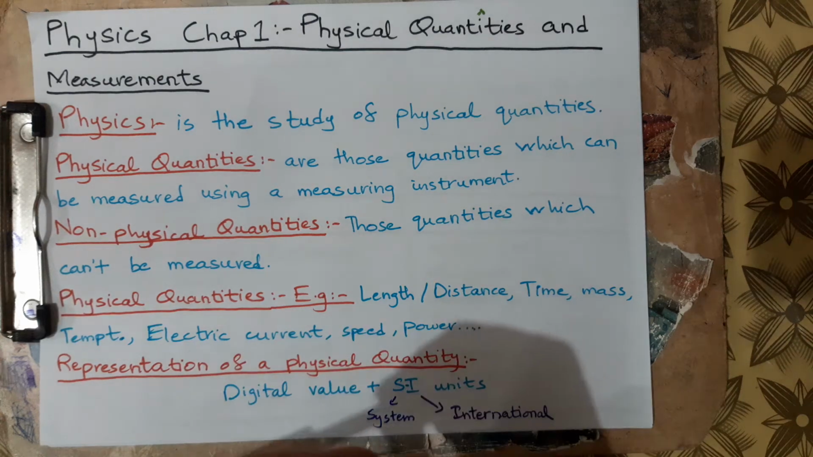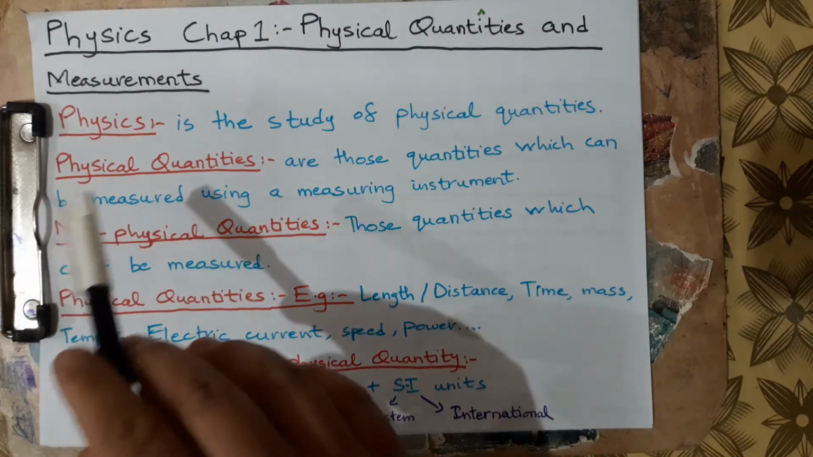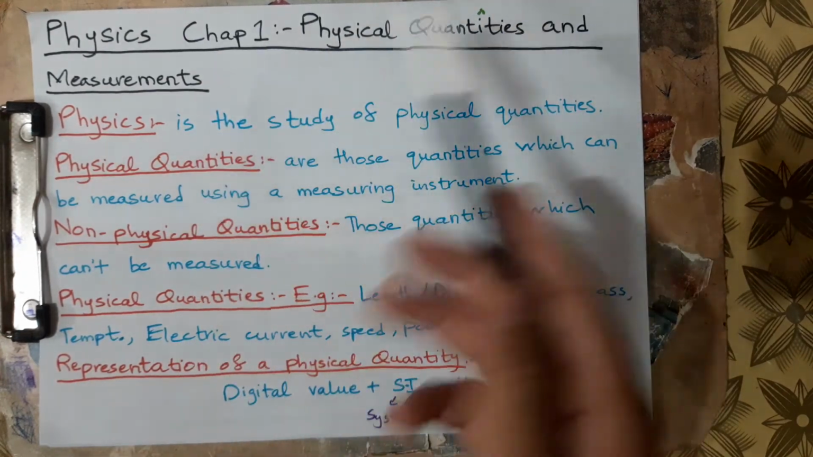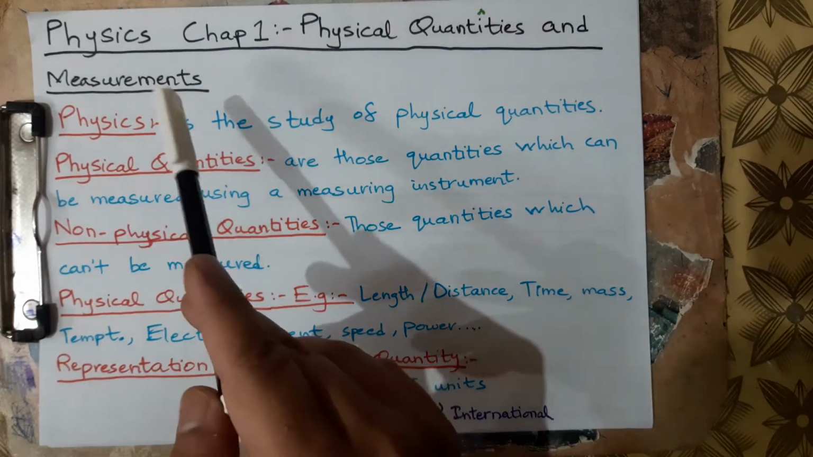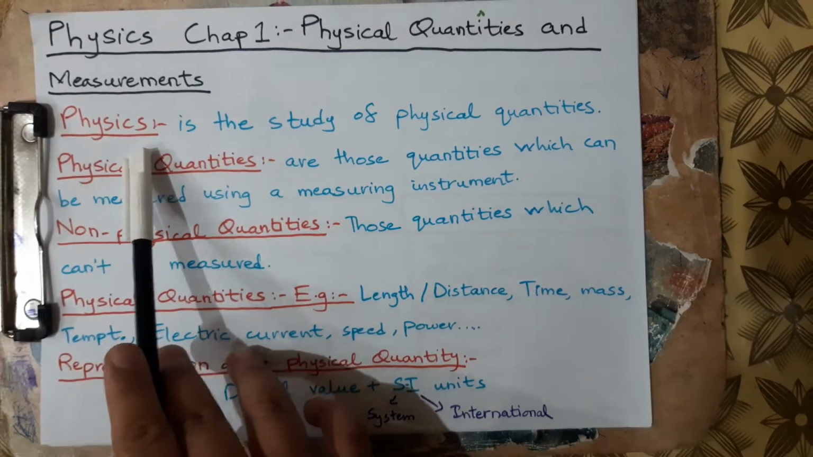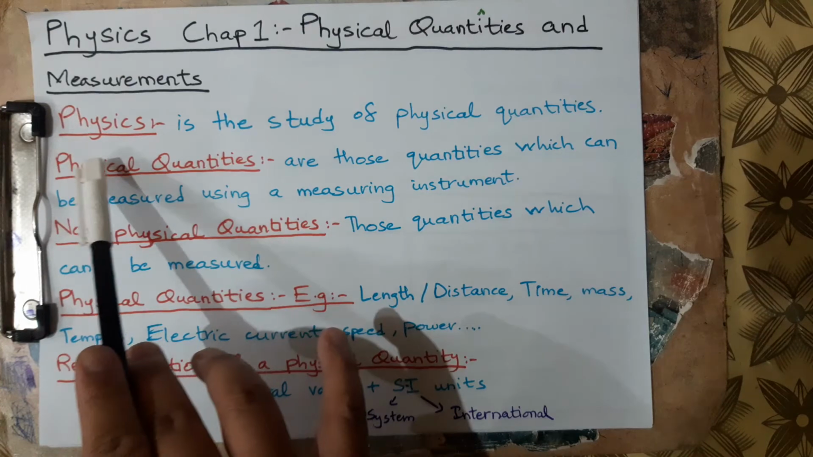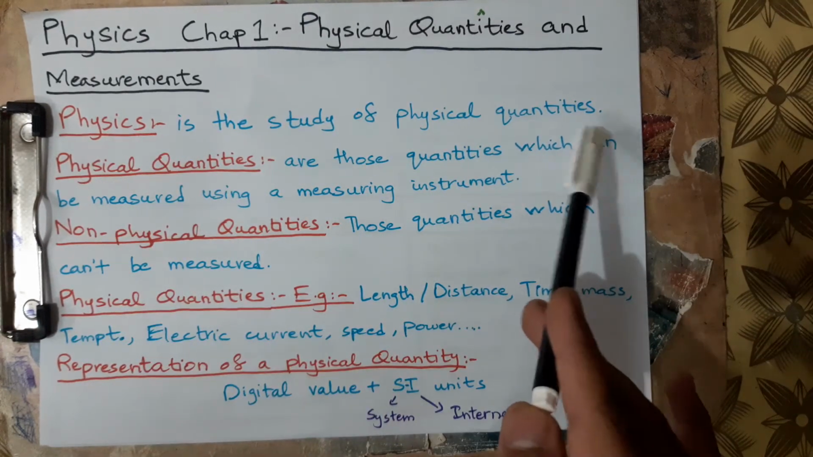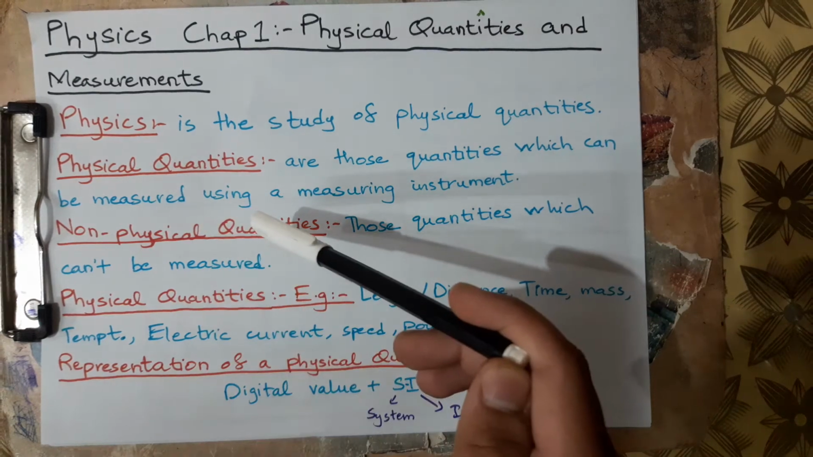Welcome back friends. आज हम फ़िज़िक्स से स्टार्ट लेंगे। तो फ़िज़िक्स में हमारा पहला चैप्टर होगा चैप्टर 1, फिज़िकल क्वांटिटीज़ एंड मेजरमेंट्स। तो सबसे पहले तो हम फ़िज़िक्स की ज़रा डेफिनेशन देख लेते हैं कि फ़िज़िक्स व्हाट इज़ फ़िज़िक्स एक्चुअली। तो फ़िज़िक्स इज़ द स्टडी ऑफ फिज़िकल क्वांटिटीज़, and what are physical quantities?